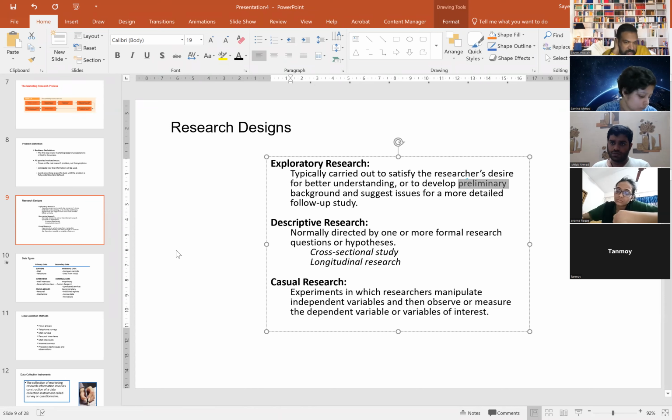So hypothesis is like the last type of research when you're doing causal research. In descriptive research, as I mentioned, it's a bit of both, like exploratory and a bit of hypothesis as well. But the third one is purely quantitative, where you'll do hypothesis. So these are types of research design.